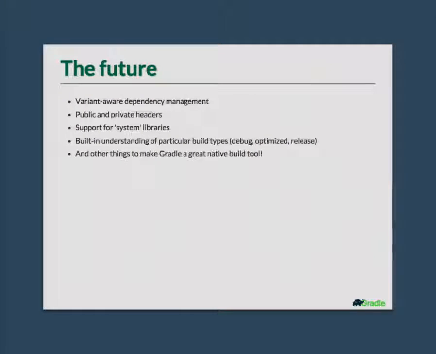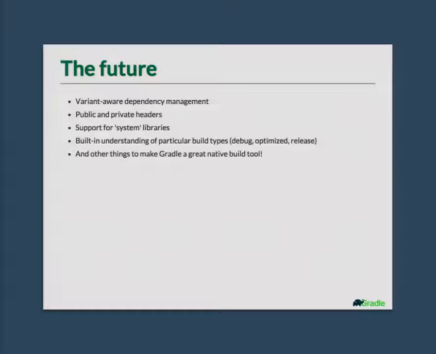So in the future, variant aware dependency management is a really big thing. Like Adam said, the next 6 to 12 months, that's what we're going to be focusing on. The idea of public and private headers. You can kind of get that now with having headers in your source directory and having your exported headers or your public headers in an exported headers directory. Support for system libraries. So this is like platforms, or was it platforms in Mac OS? What do they call it? Frameworks, like frameworks and stuff like that.